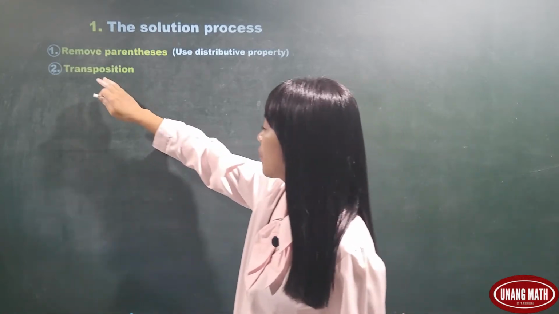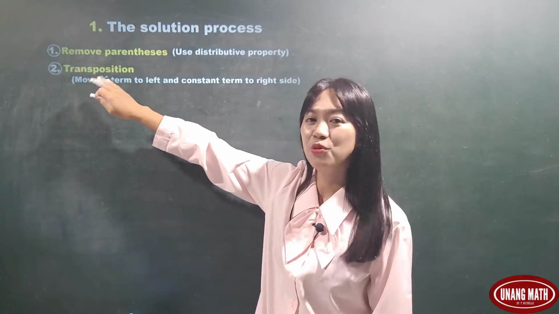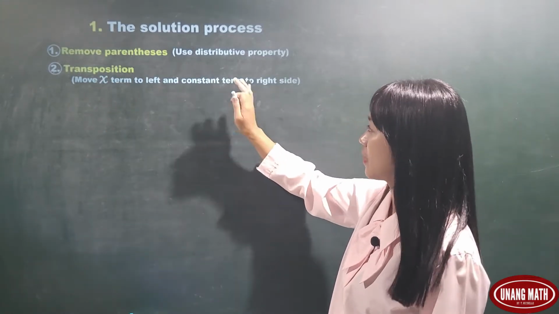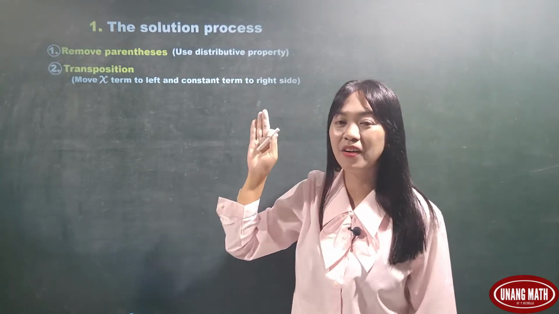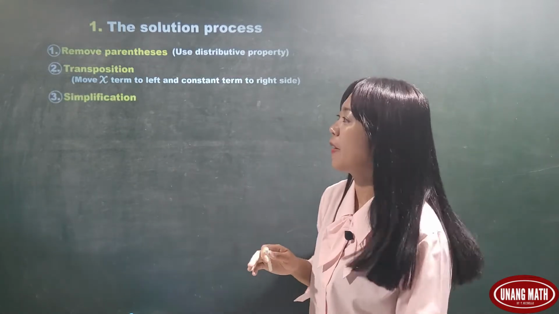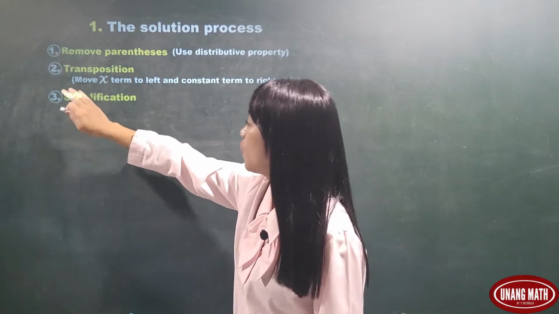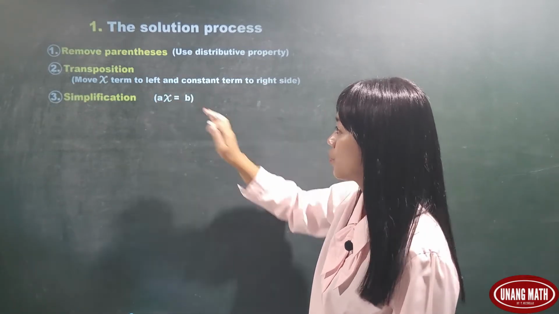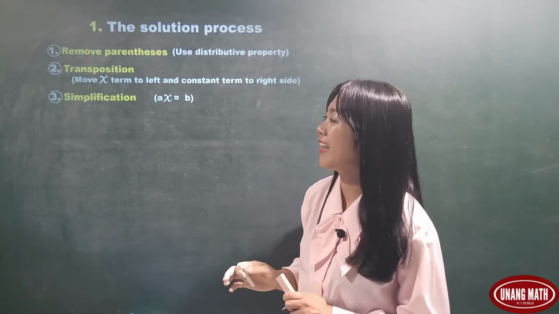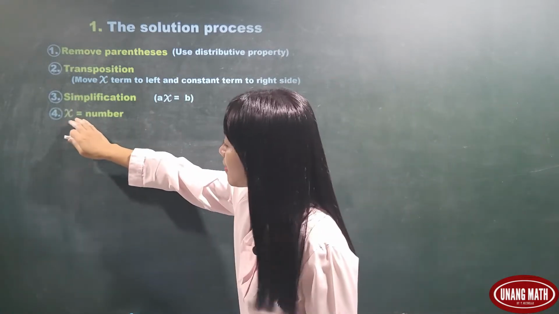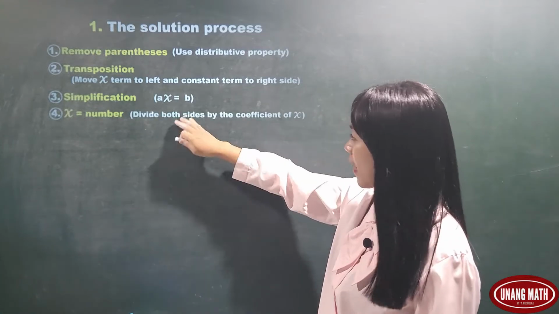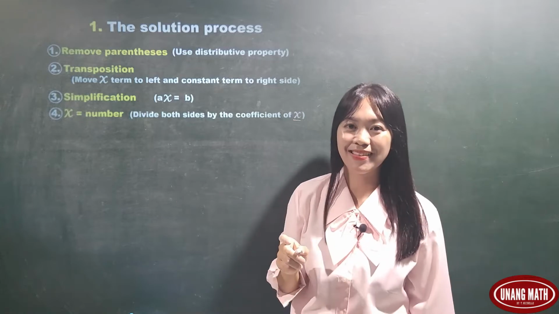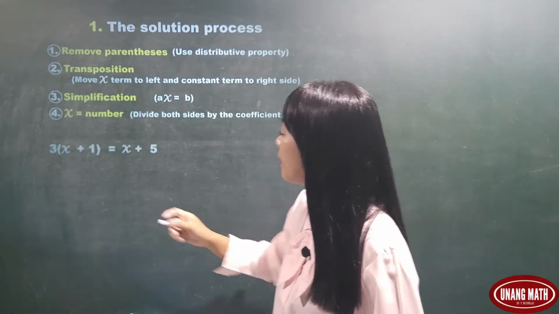Second, apply transposition. We have to move x term to the left side of the equation and constant term to the right side of the equation. Third step, we will simplify. We will simplify to get the form ax is equal to b. And finally, to get the form x is equal to number, we have to divide both sides by the coefficient of x. Okay, let's give an example.